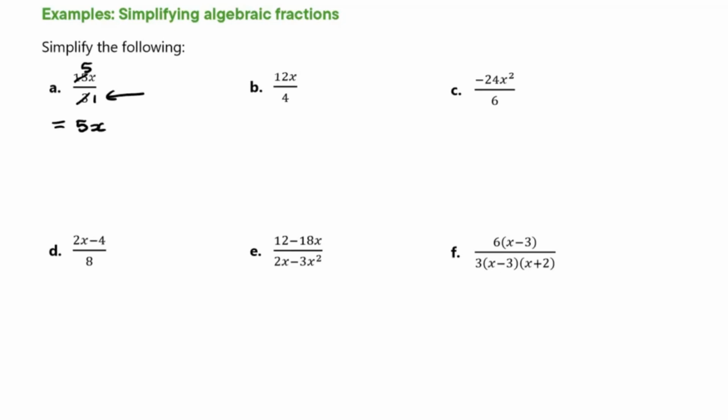Next one, we've got 12x over 4. 4 goes into 4 once, 12x 3 times. That's 3x over 1, which is just 3x. The next one, we've got negative 24x squared over 6. Looking at those numbers, I noticed that 6 goes into 6 once and it goes into 24 4 times. So that's negative 4x squared over 1, which is just negative 4x squared.